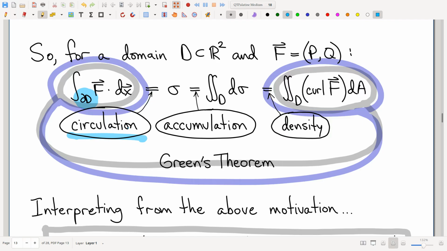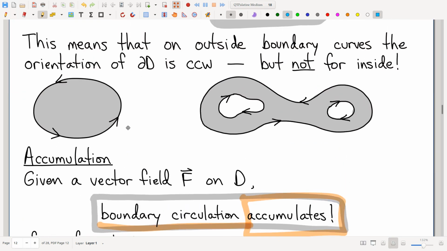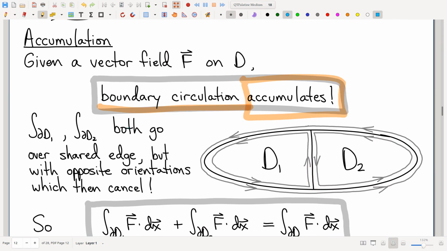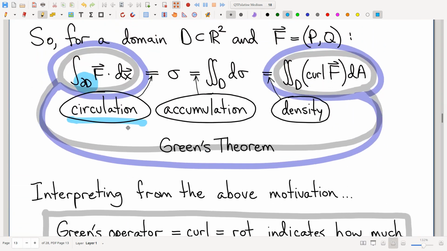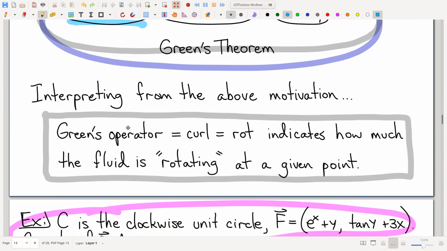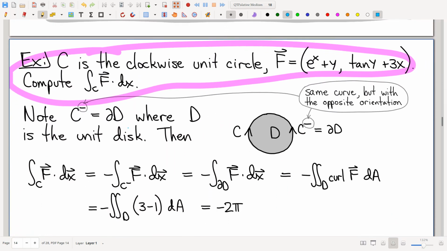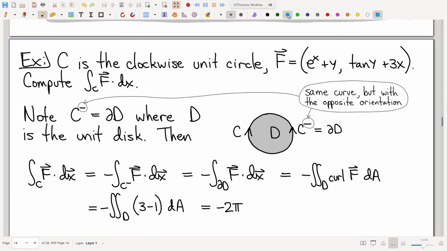In fact, if you look at how we developed this, the only reason that this worked out in the first place is because we were looking at boundaries, and we have these overlapping edges that always cancel because they're boundaries. So this only works for boundaries. And so before we start writing stuff down and plugging and chugging, we better double check and make sure that our curve here is a boundary. And I'm sorry to report, it is not.